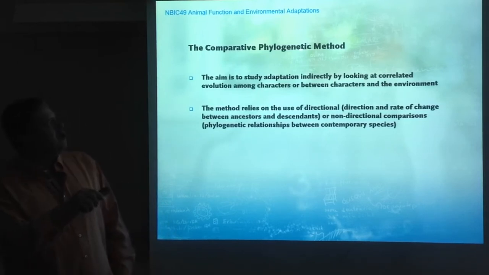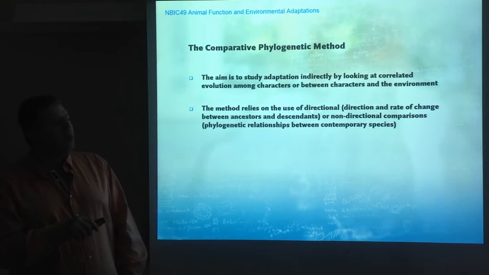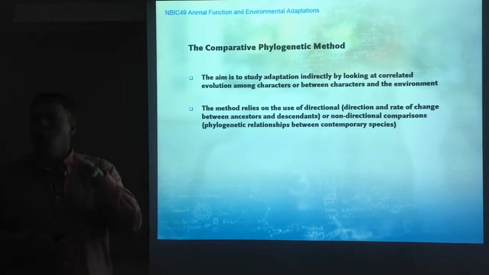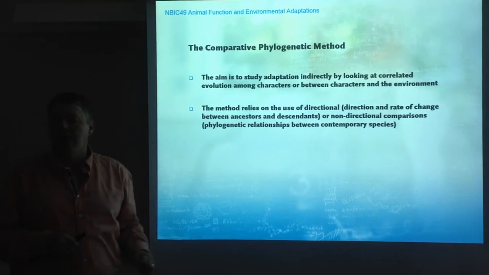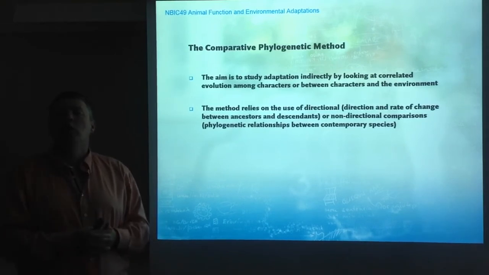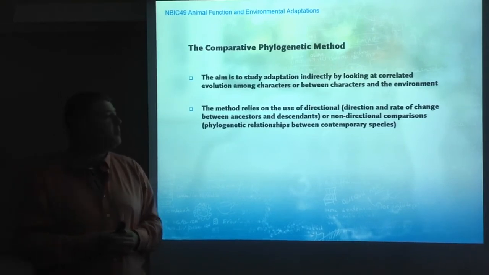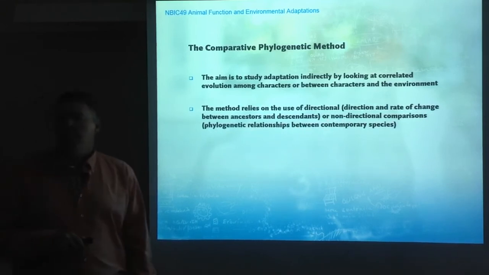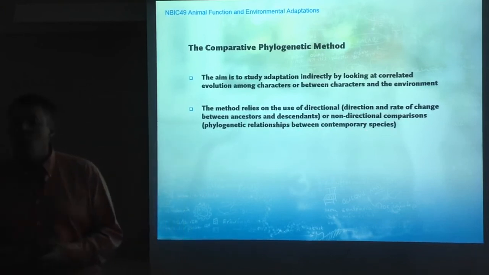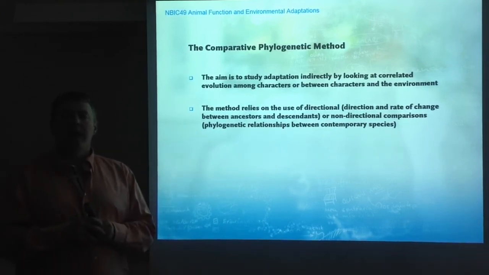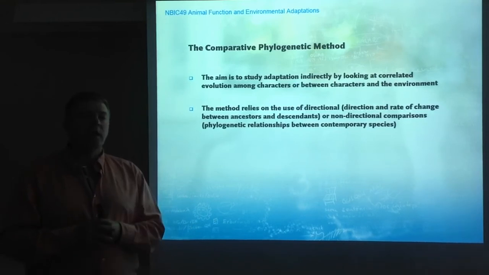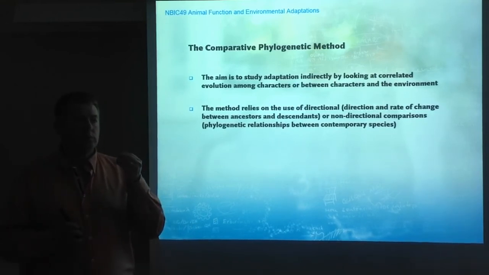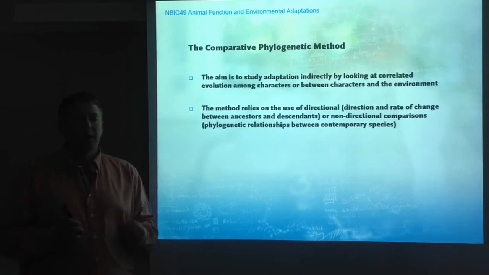The comparative phylogenetic method can be directional. Directional means that you go backwards. You look for the ancestors of the species you have, and then you try to find what are the common or the not so common traits here. Or you can also use non-directional comparisons. Non-directional comparisons use phylogenetic relationships between contemporary species. It is possible nowadays, as you know, to take different species that exist and decide or discuss how long ago you have to go back so that these species were one.